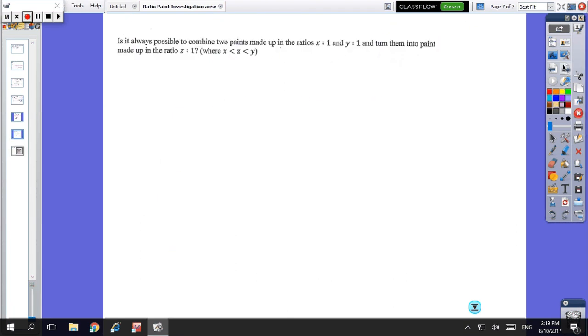And the last question, is it always possible to combine two paints wherein the ratio of x to 1 and y to 1 to make a new ratio z to 1? And the answer is yes, as long as z's ratio or percentage is in between. Okay? So we proved in the previous questions that it is possible as long as the ratio is in between the other two numbers. If it's outside, then you can't do it.